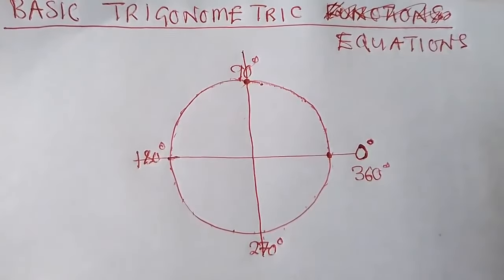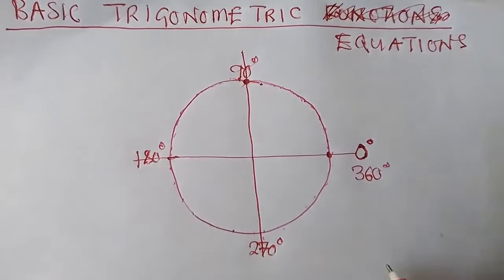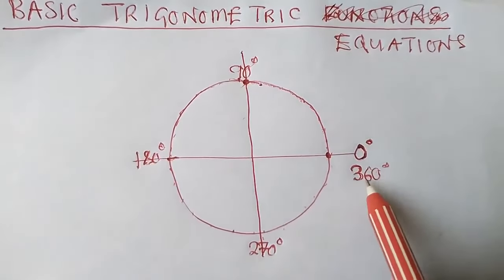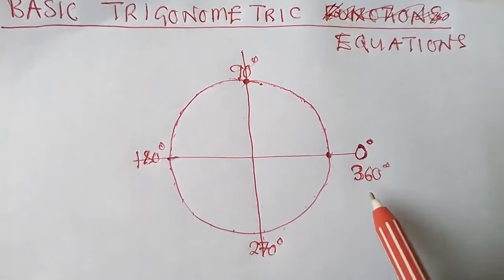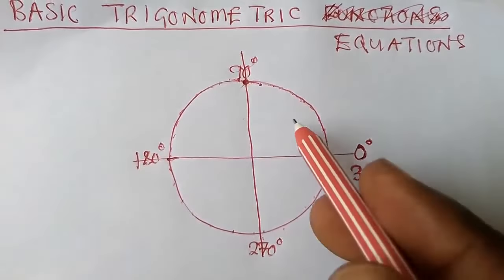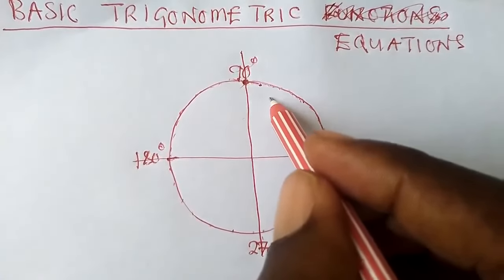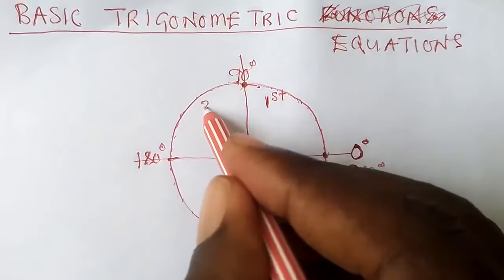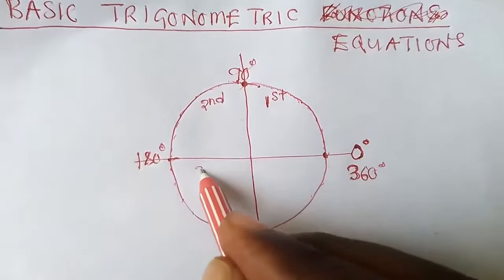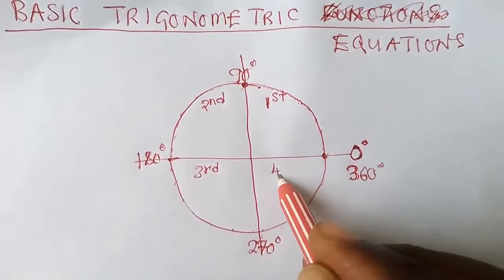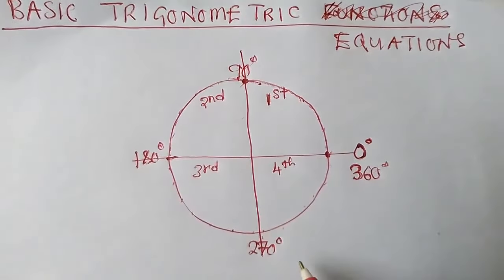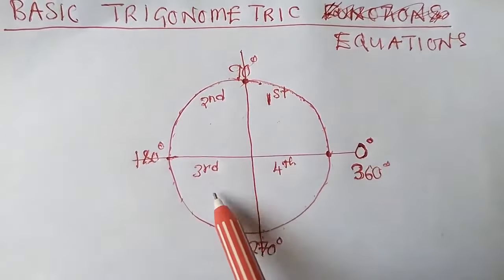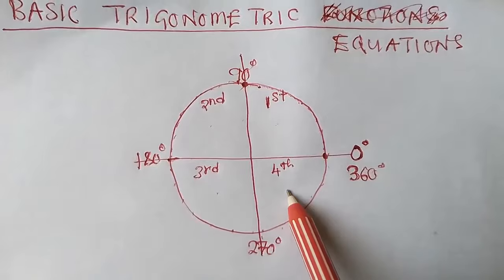So this is what we need to know and understand. A complete turn is 360. In here, this is the first quadrant. This is the second quadrant. This is the third quadrant. This is the fourth quadrant. So: first quadrant, second quadrant, third quadrant, and fourth quadrant.